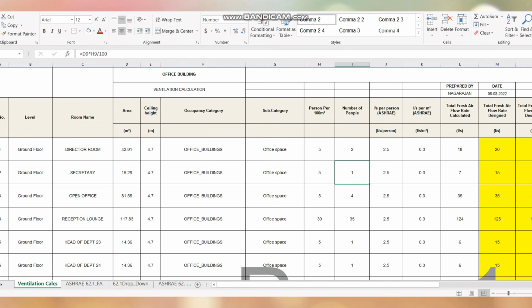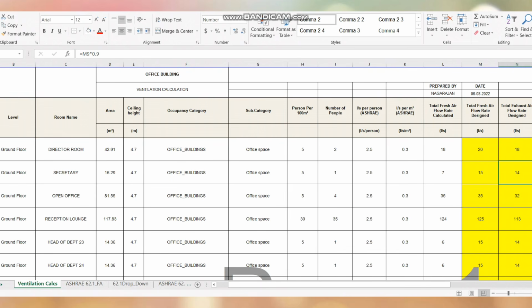So I consider 1 person for the secretary room. And also these values are the same, 2.5 liter per second, because this is the main category and the subcategory is the same. So this value will not change. It will still be 2.5, 0.3. And the total fresh air requirement is 7. And as I told you, I round off to the minimum value of 15 liter per second. That is the fresh air.